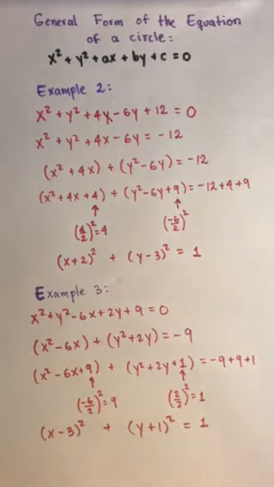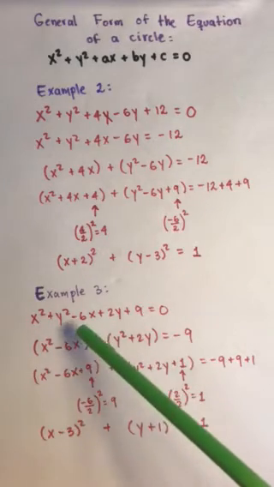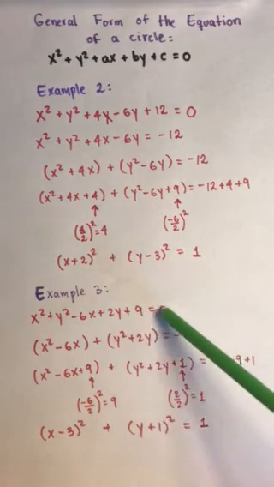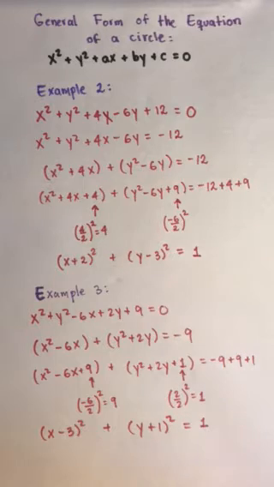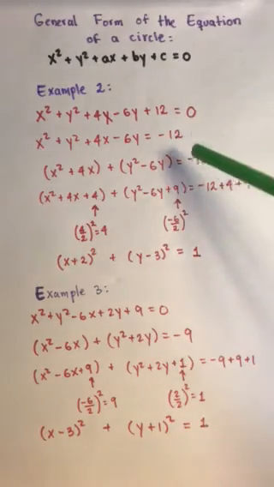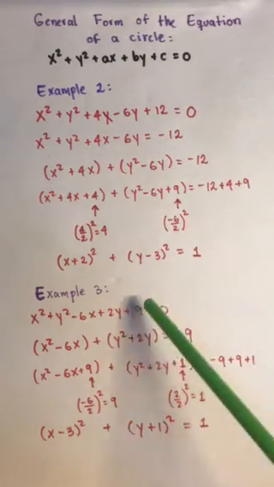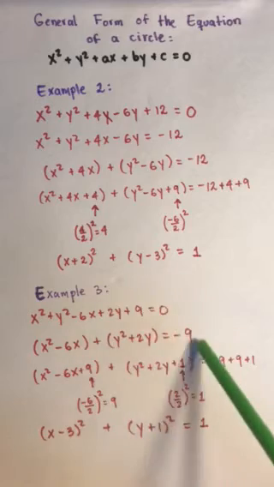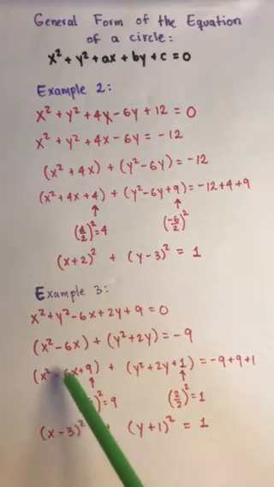Okay, now let's go with example 3. We have x squared plus y squared minus 6x plus 2y plus 9 equals 0. Remember, what was the first step? We need to get the constant to the other side of the equation. So we subtract 9 from both sides, and we make groups.